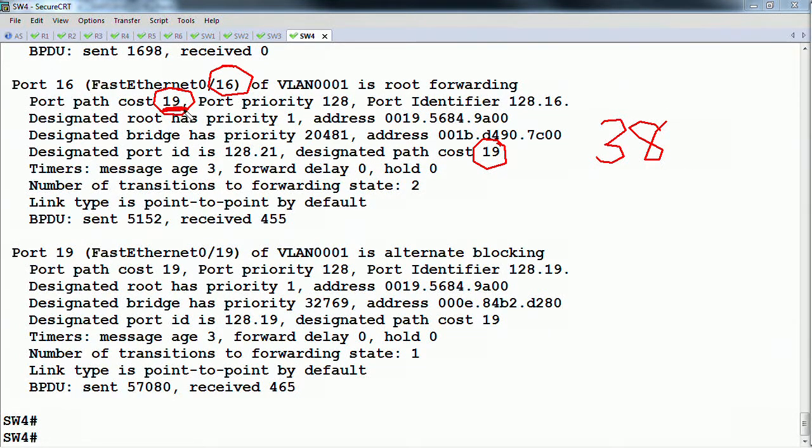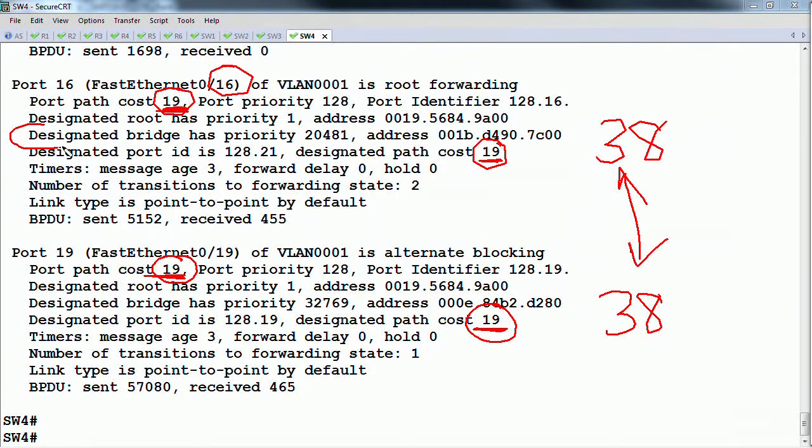So this is my cost to them, to the other side of the link. This is their cost to the root bridge. But the same is true on the other one, where my cost to the connected neighbor is 19. Their total cost to the root bridge is 19. So these two together are 38. Since these two are equal, now we need to look at more detail behind the rest of the attributes.